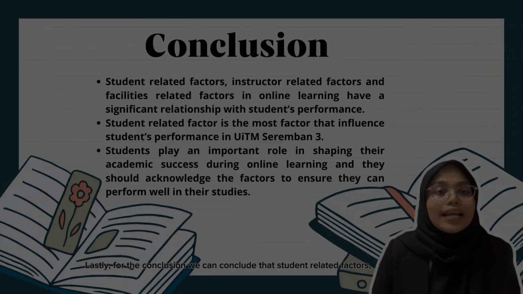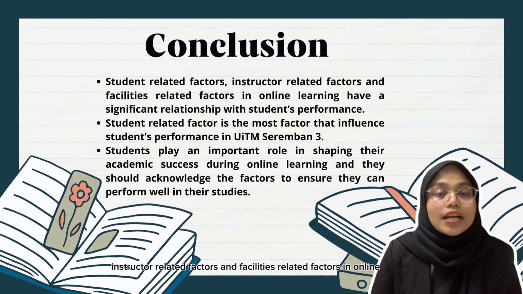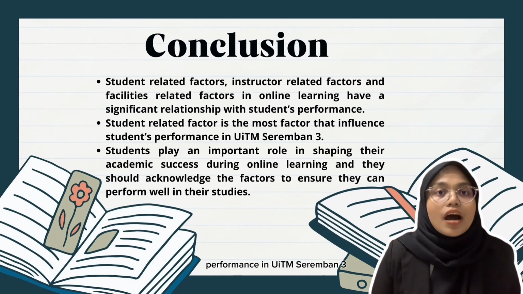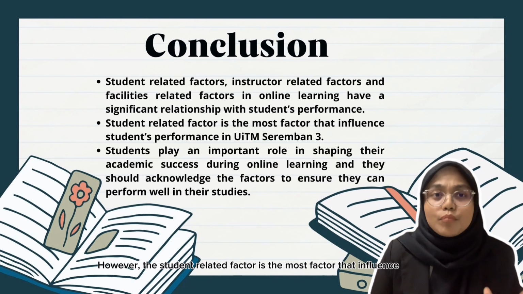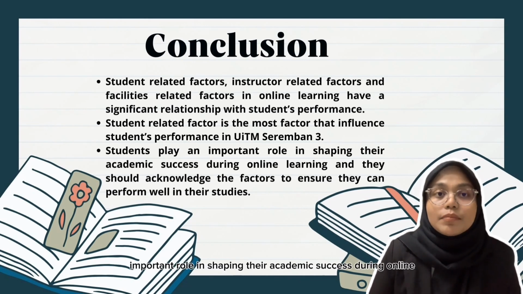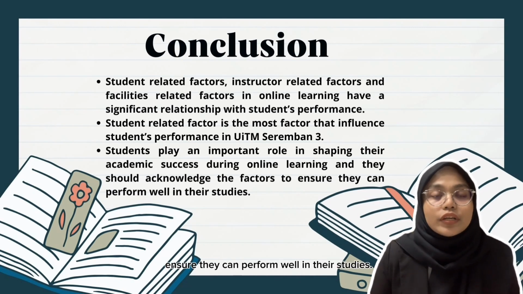Lastly, for the conclusion, we can conclude that student-related factors, instructor-related factors and facility-related factors in online learning have a significant relationship with students' performance in UiTM Seremban 3. However, the student-related factor is the factor that most influences student performance in UiTM Seremban 3. Therefore, students play an important role in shaping their academic success during online learning, and they should acknowledge the factors to ensure that they can perform well in their studies.